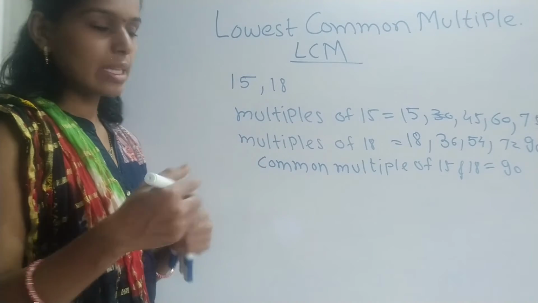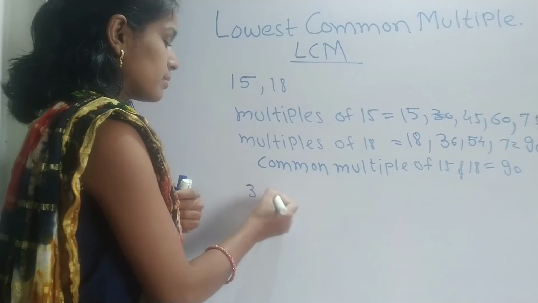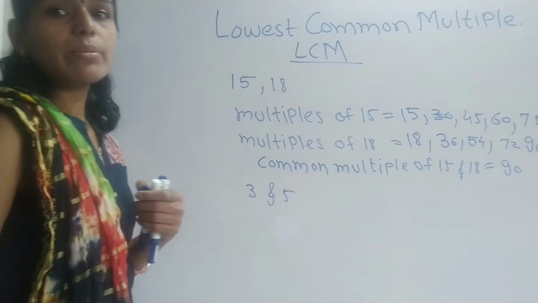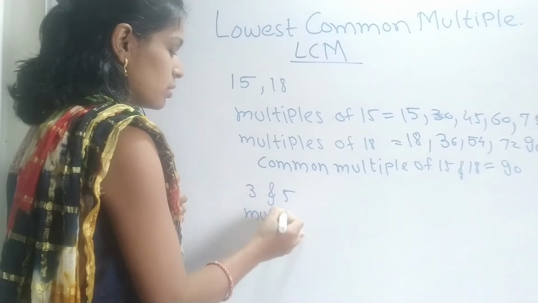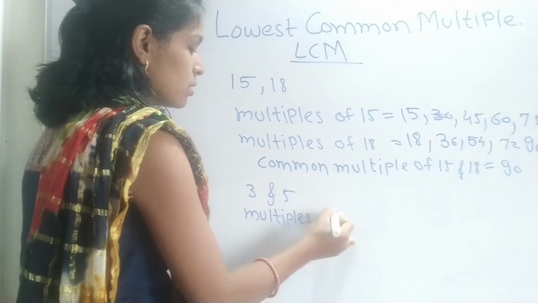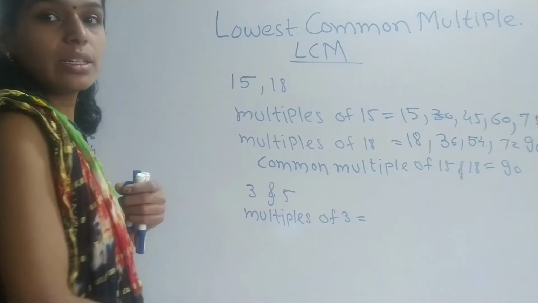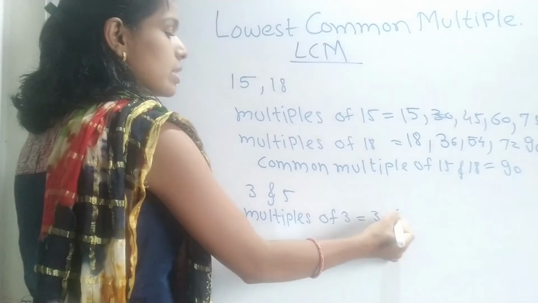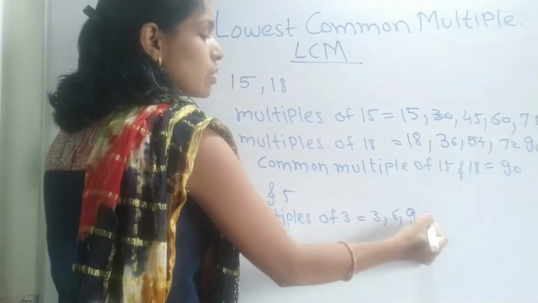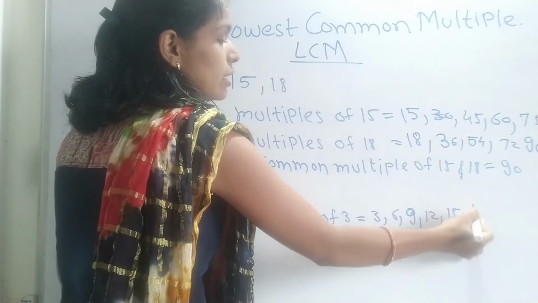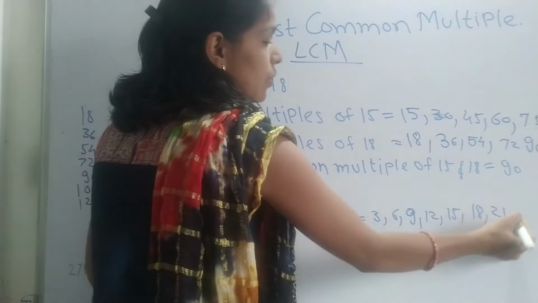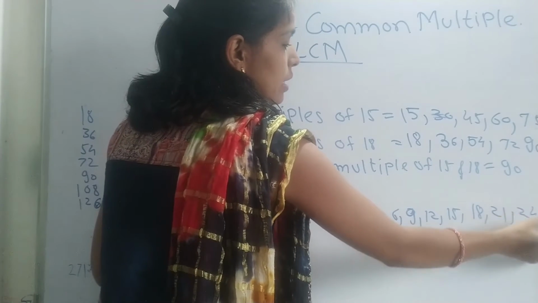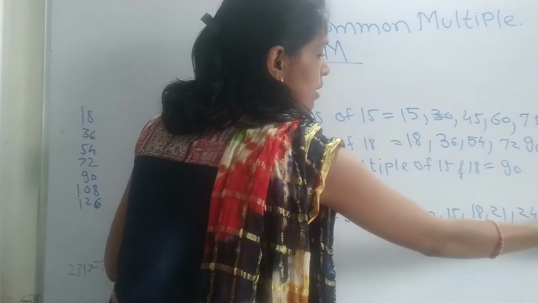Let's see one more example. 3 and 5 I am taking here. What are the multiples of 3? Multiples of 3 are 3 1s are 3, 3 2s are 6, 3 3s are 9, 3 4s are 12, 3 5s are 15, 3 6s are 18, 3 7s are 21, 3 8s are 24, 3 9s are 27 and 3 10s are 30.